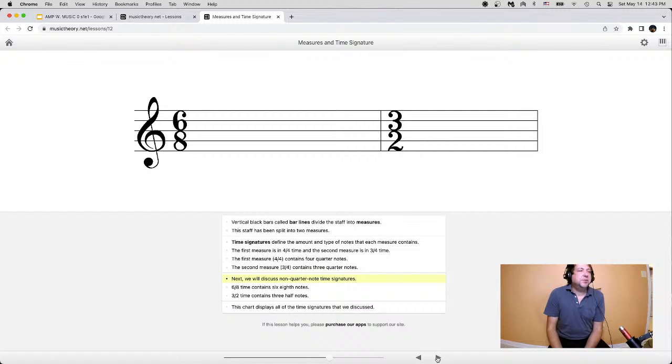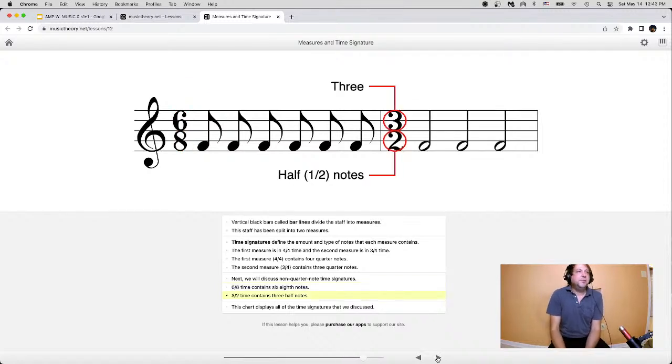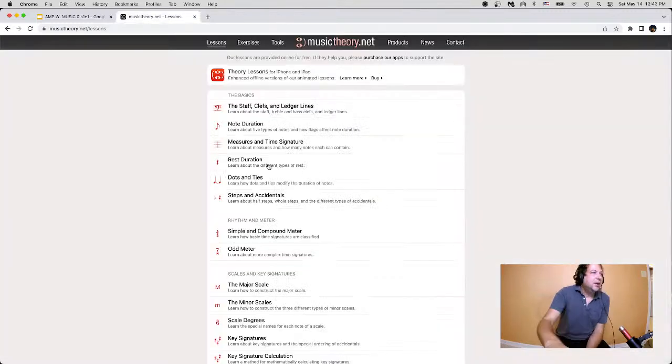So now we have some different types of meters that we probably won't see a lot of in church music, but they do exist. We have 6/8 and we have 3/2. So what does that mean? Six notes, and the type of note is eighth note. So we have 6 eighth notes. This one we have 3 half notes. So these are basically different examples of how you organize time in music. I told you it's easier than it looks.